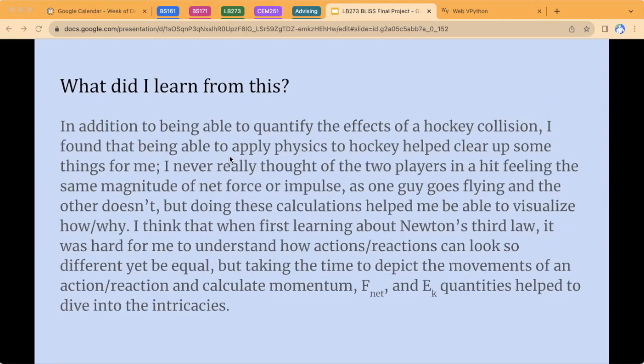I found that quantifying a hockey collision was very helpful. I never really thought of two players in a collision feeling the same amount of force, but being able to calculate the momentum, net force, and kinetic energy, and visualizing Newton's third law was really interesting and helped me understand.